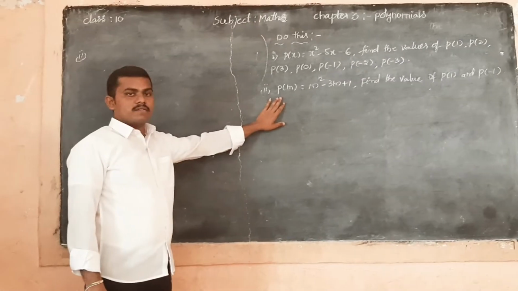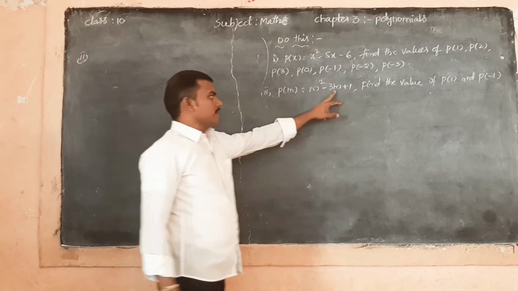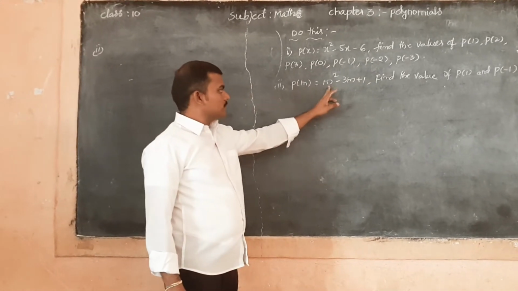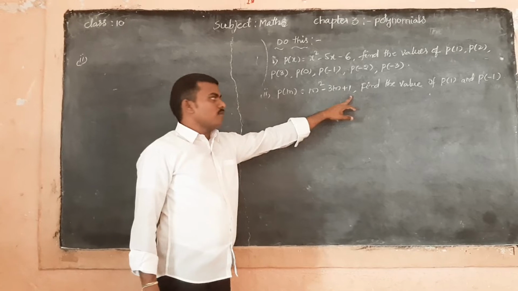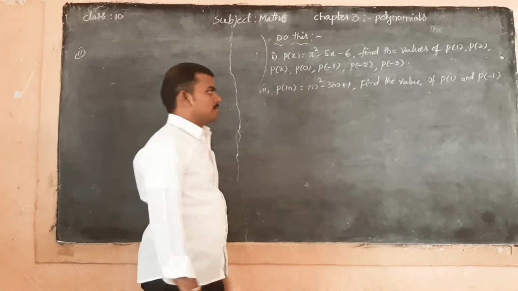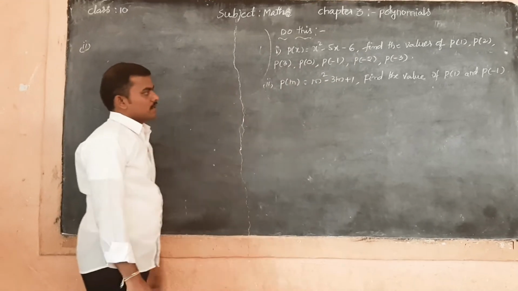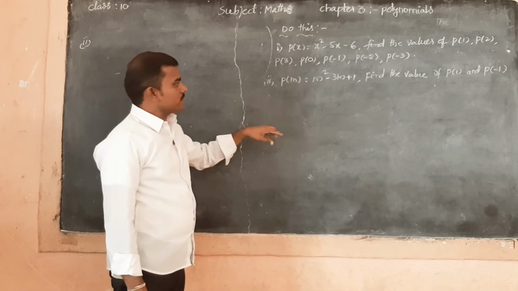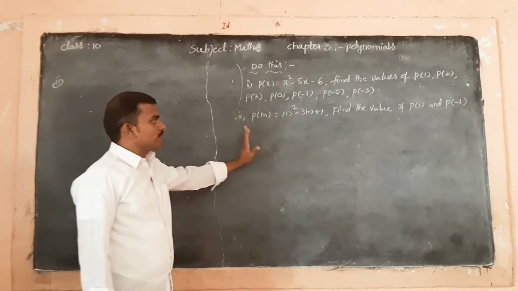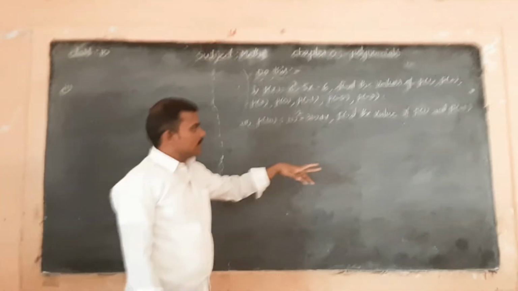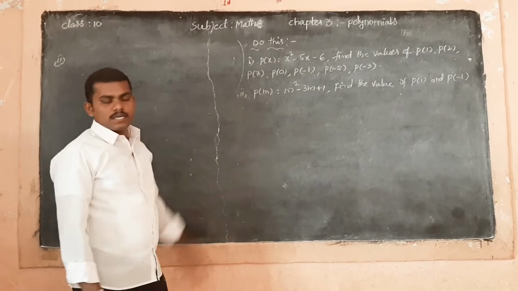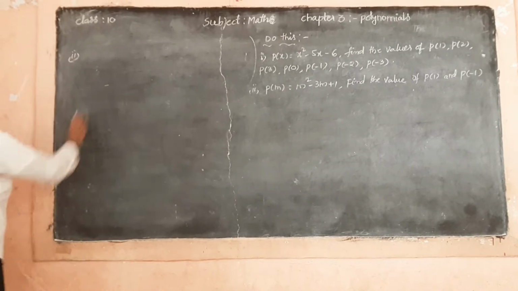P of m is equal to m square minus 3m plus 1. So given polynomial P of m is equal to m square minus 3m plus 1. Here m is the variable. So find the value of P of 1 and P of minus 1. So here P of 1, that means put m is equal to 1, we will get the P of 1 value. And P of minus 1, put m is equal to minus 1, we will get the value of the given polynomial. So, the solution of the second question.